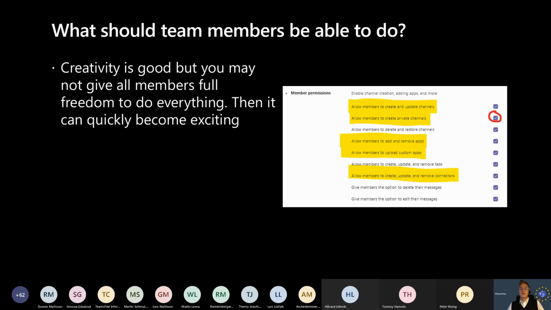What should the team members be able to do? Should a regular member be allowed to add arbitrary apps or connectors? I would not think that the average team member has control over what information exchange takes place between your team's apps and third-party providers. This decision is a responsibility that we should transfer to the security officer or an equivalent role.